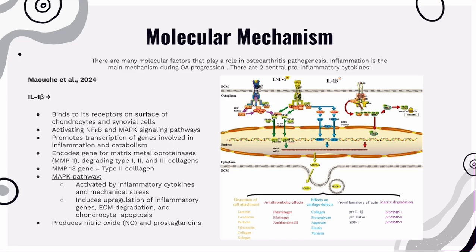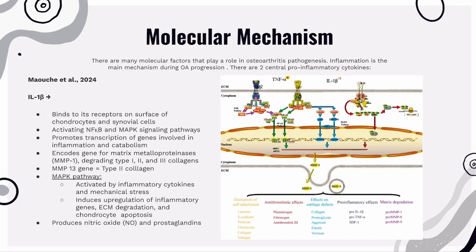After activation, this promotes the transcription of genes involved in inflammation and catabolism, such as the matrix metallopeptidase 1 gene, which degrades type 1, 2, and 3 collagens. The MMP13 gene is especially destructive in OA because it specifically targets type 2 collagen, which is the main type that forms articular cartilage. Communication between the MAPK and NFKB pathway enhances the inflammation response in OA.